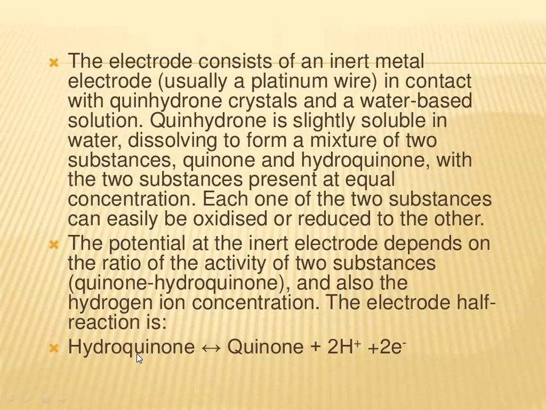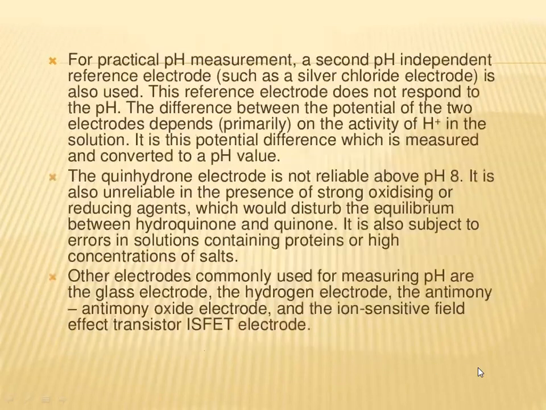The electrode half reaction will be hydroquinone giving quinone plus 2H+ and 2 electrons. For practical pH measurement, a second pH-independent reference electrode such as a silver chloride electrode is also used. This reference electrode does not respond to pH. The difference between the potential of the two electrodes depends on the activity of H+ ions in the solution. So it is this potential difference that is measured and converted to a pH value.